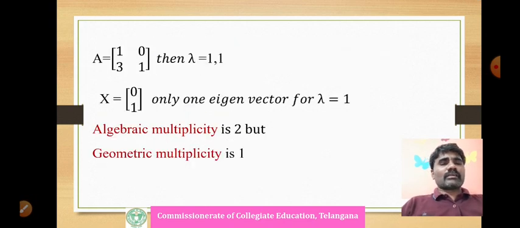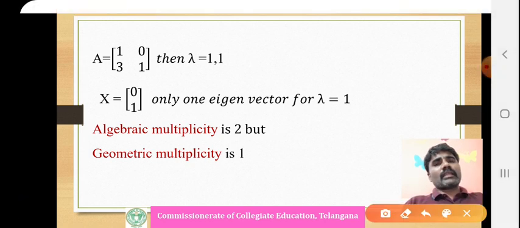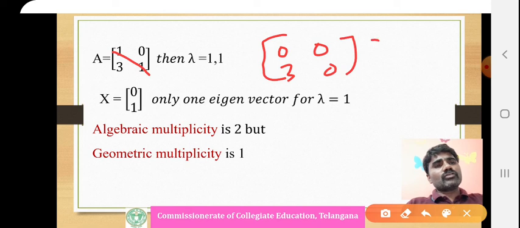Now I can consider one simple example. A equals [1, 0; 3, 1]. What are the eigenvalues? This is clearly a triangular matrix, particularly a lower triangular matrix. Its eigenvalues are 1, 1. To solve for the eigenvectors, the eigenvector we will get is x = (0, 1). Only one we will get. How will we get it? By solving the system (A - lambda I)x = 0: [1-1, 0; 3, 1-1] into (x, y) equal to (0, 0).